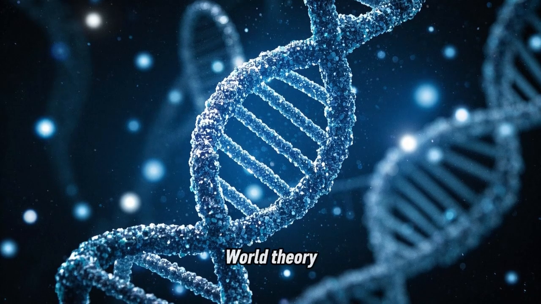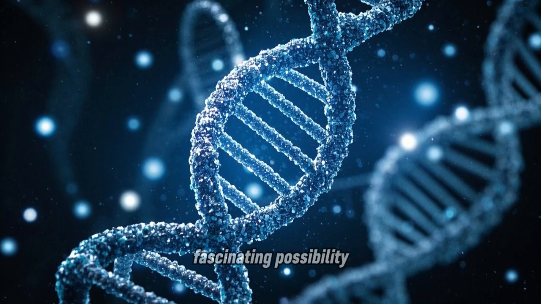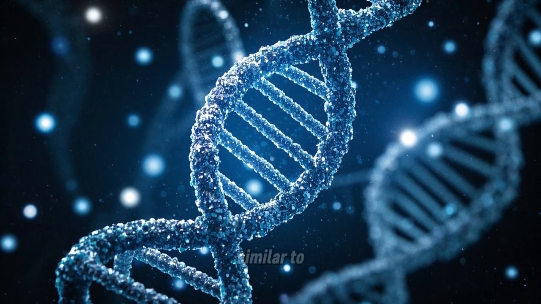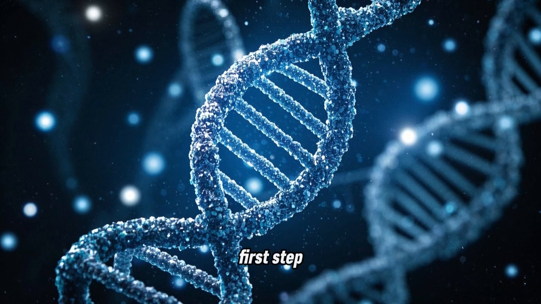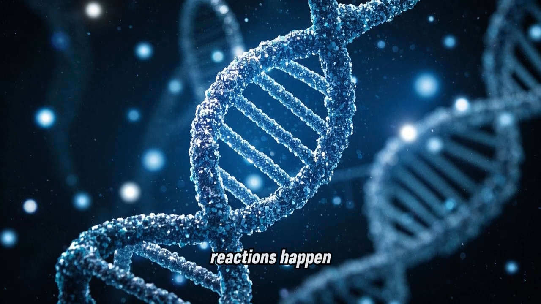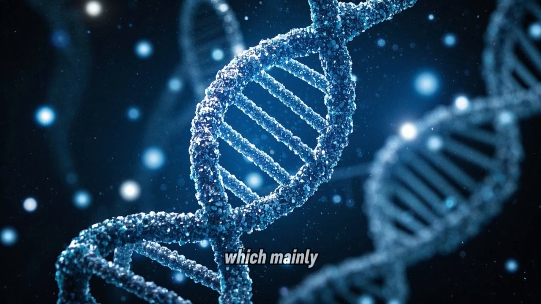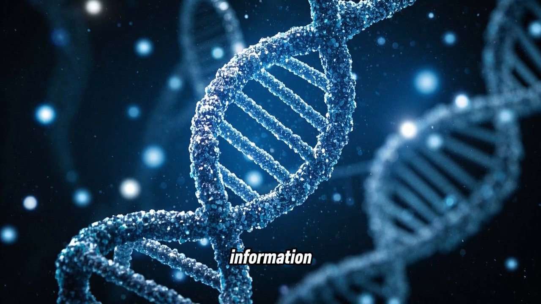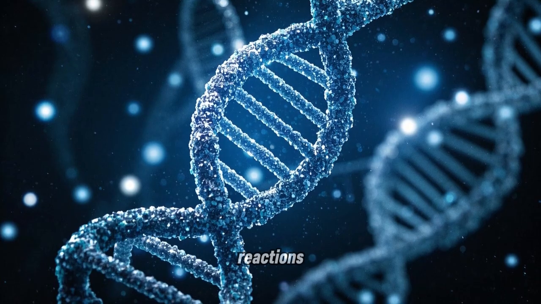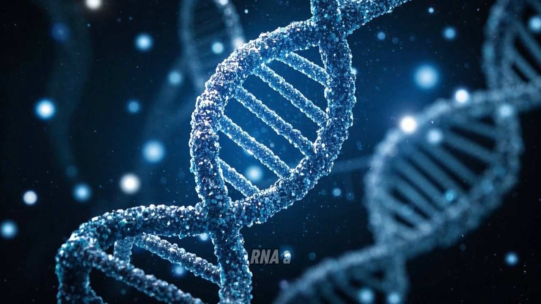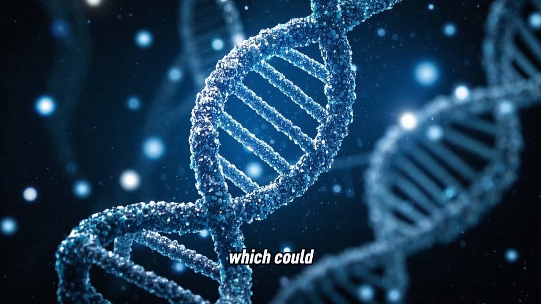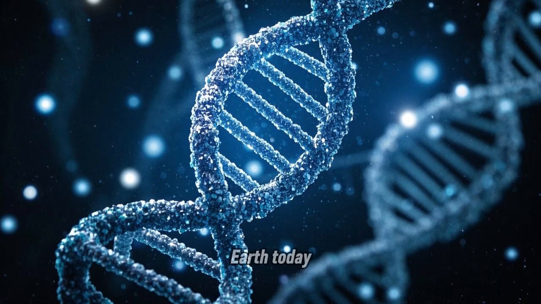The RNA world theory presents another fascinating possibility. Some scientists think that RNA, a molecule similar to DNA, was the first step toward life because it can store information and help chemical reactions happen. Unlike DNA, which mainly stores genetic information, RNA can both store information and act as a catalyst for chemical reactions. This dual ability makes RNA a strong candidate for being the first self-replicating molecule, which could have been the foundation for all life on Earth today.